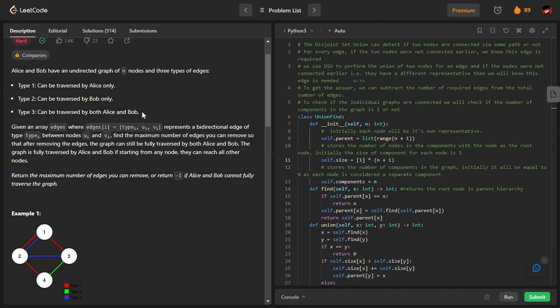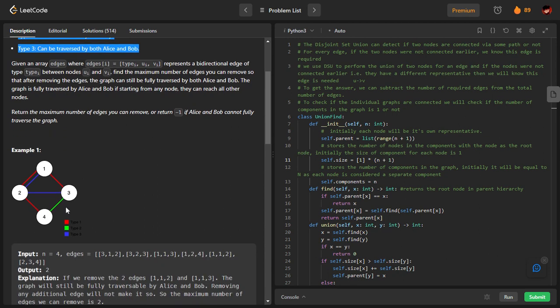Normally people will think that they have to remove only these two types of edges. They will think the type 3 edges need not be removed. But in this question, they have meant all other types of edges. Whatever edges are possible, try to remove them. If the graph can still be traversed by both Alice and Bob, then it is counted.